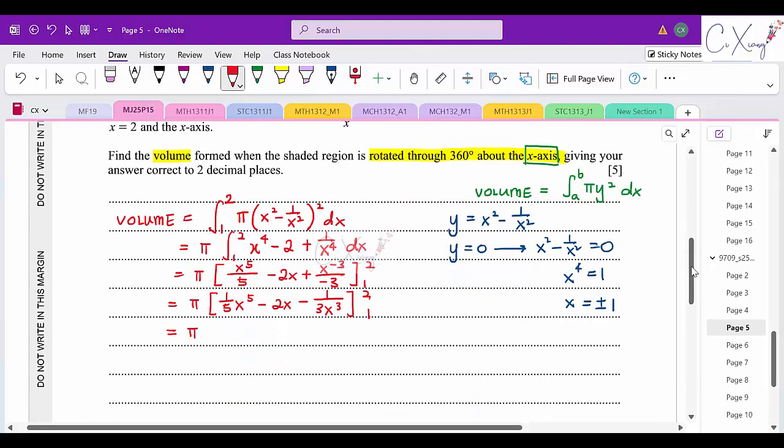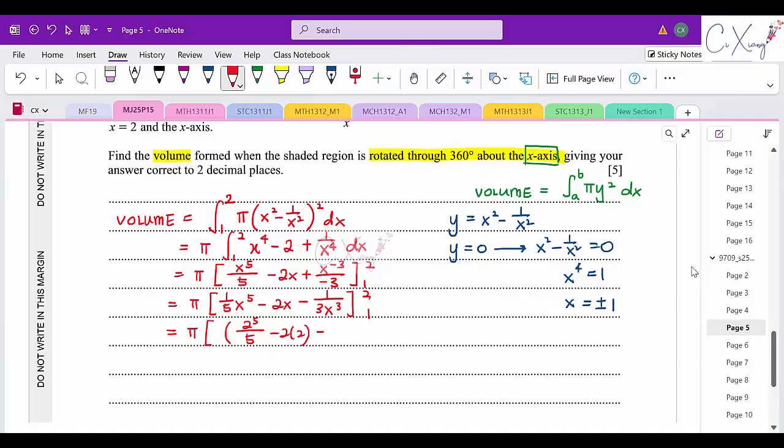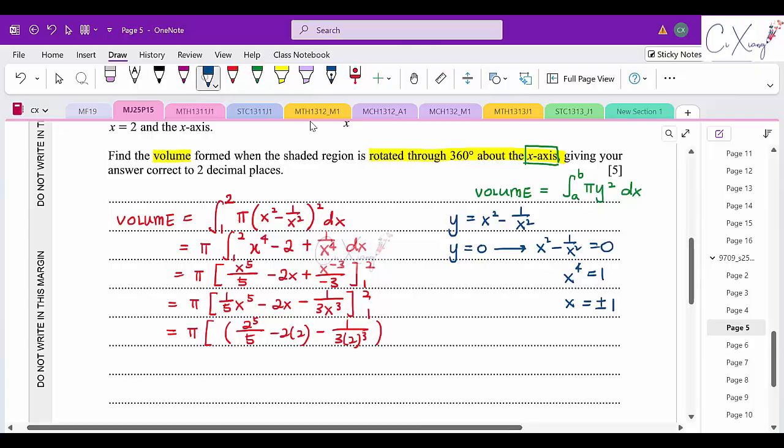Okay, what is the next step? So the next step is we are trying to substitute in the 2. I will be having 2 power 5 over 5 minus 2 times 2 minus 1 over 3 times 2 cube. Okay, this is what I get when I substitute the 2. Then after that, I have to substitute the 1, right? So the same thing happens. 1 over 5, 1 power 5, minus 2 times 1, minus 1 over 3, then 1 power 3.